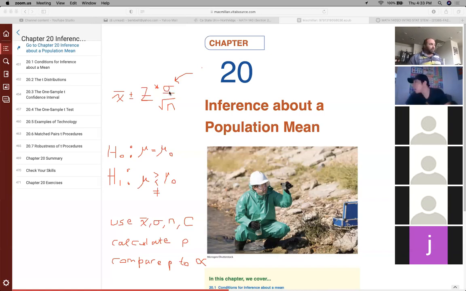And rather than using sigma, the population standard deviation, we're going to approximate sigma by using what? What do you think is a good thing that we can use to approximate the population standard deviation? Excellent. The sample standard deviation. So we'll see that in a minute.